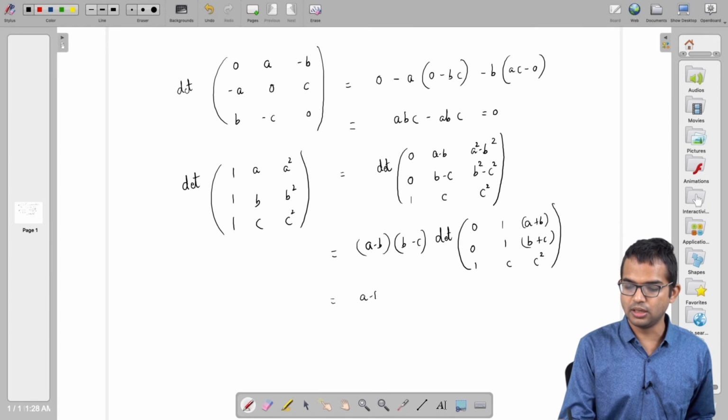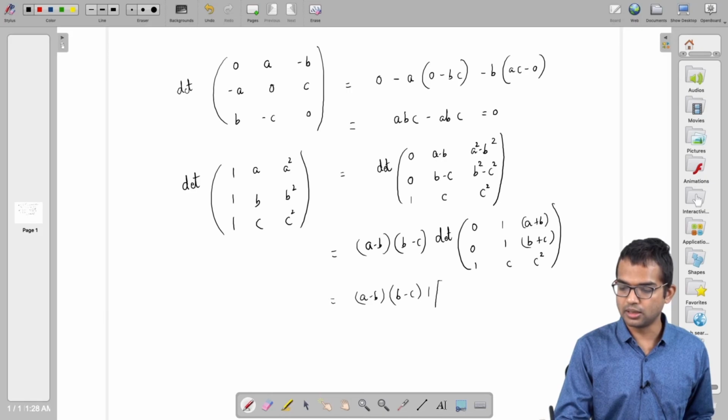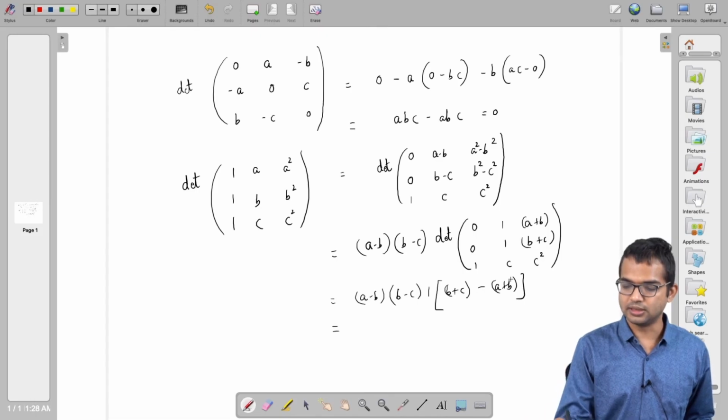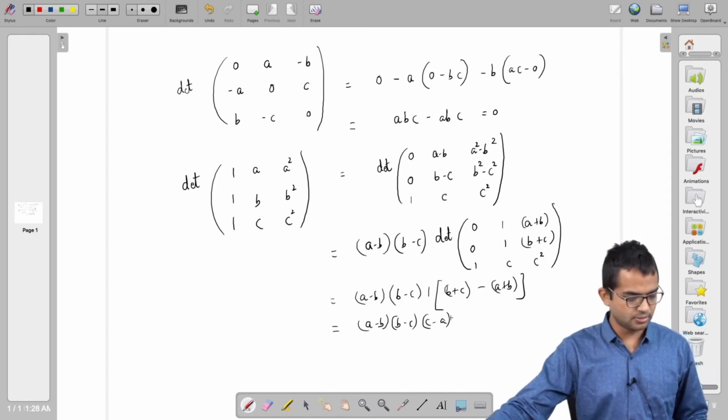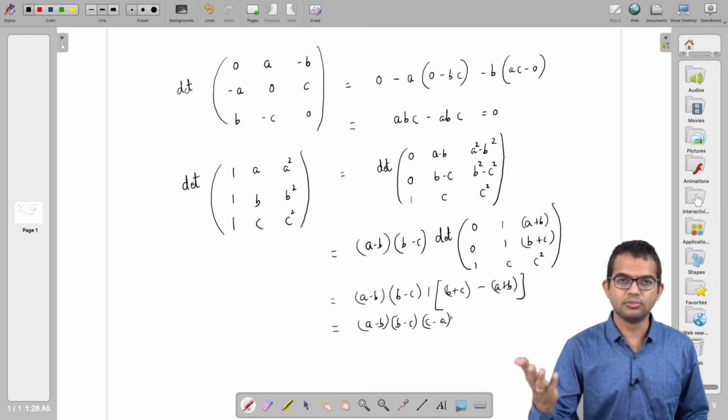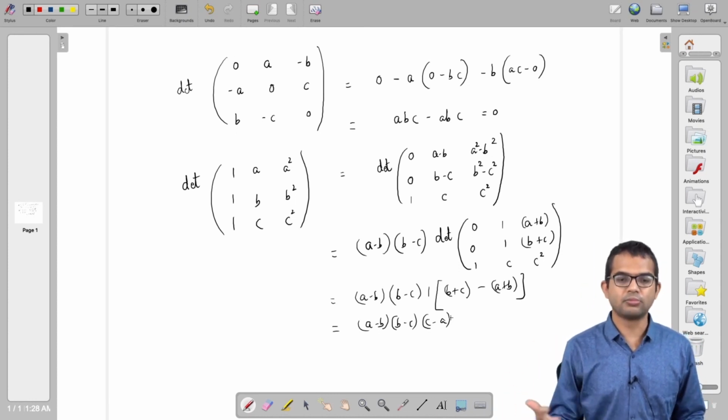So I get A minus B times B minus C times 1 into B plus C minus A plus B, which is the same as C minus A, right? So I have A minus B into B minus C, it's a cyclic product, into C minus A. This is called a Vandermonde determinant, right? So I have used some properties of determinants and I have evaluated it. You might be able to get to the same result using some other property, some other technique, which I encourage you to try and find.